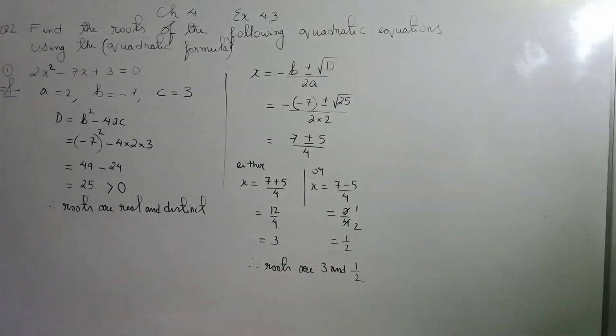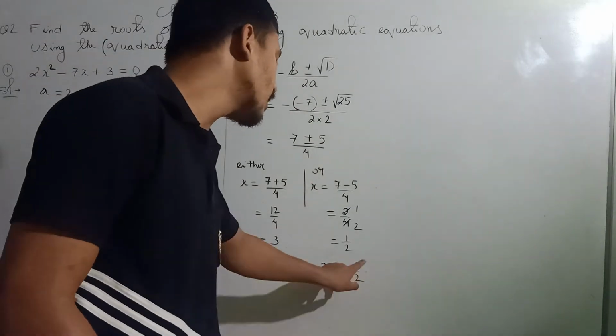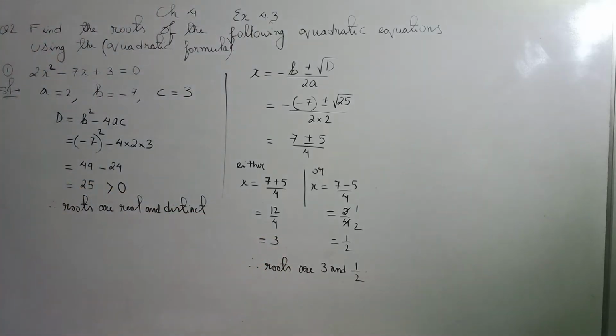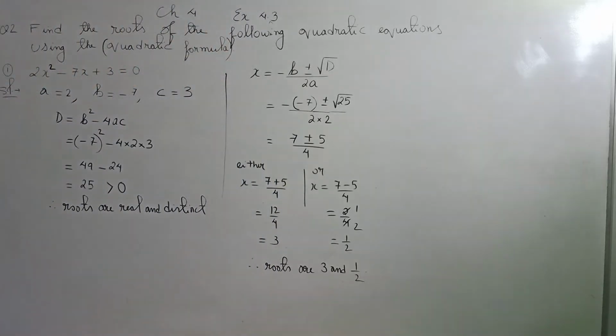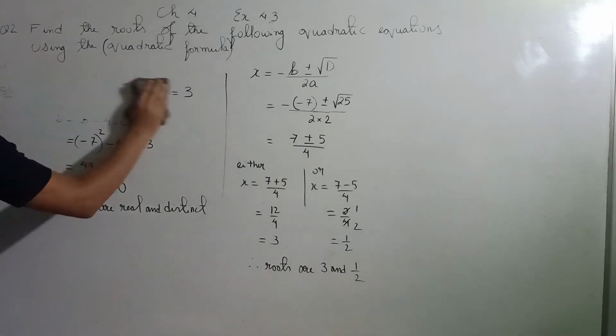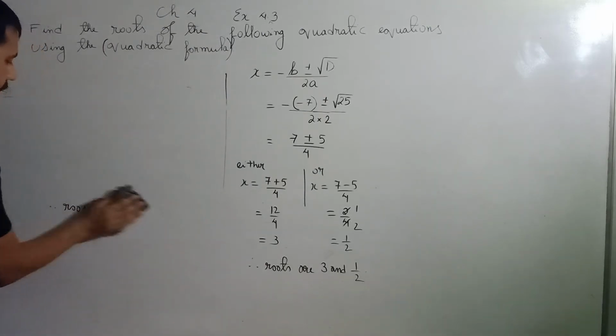Roots are real and distinct. 3 is a real number, 1 by 2 is a real number, and they are different from each other. So we satisfy the condition that roots are real and distinct. That completes the first one. We'll go for the second one.